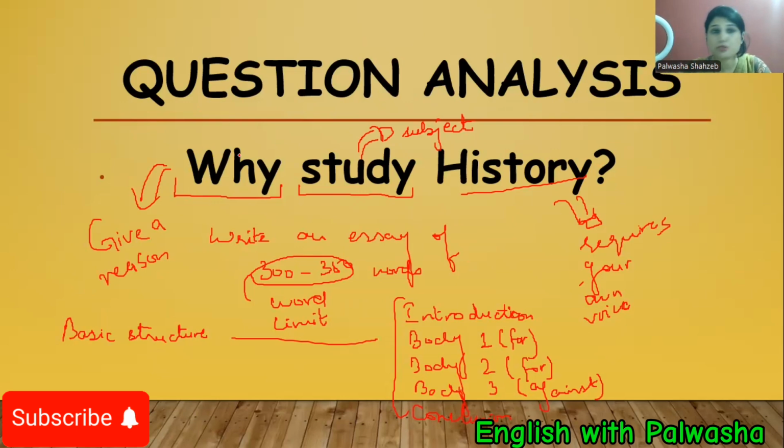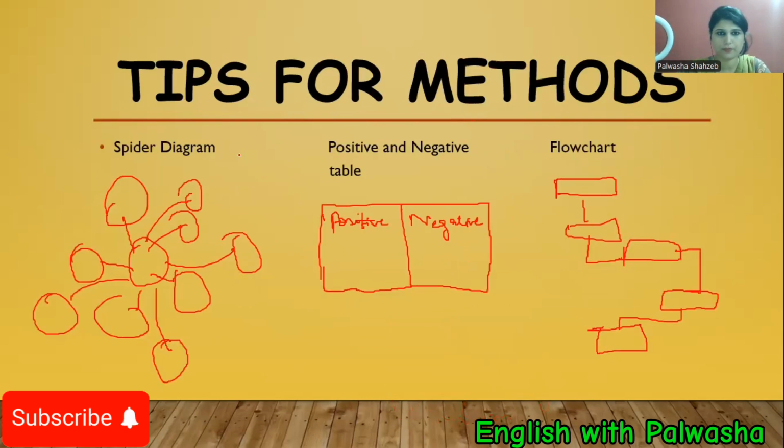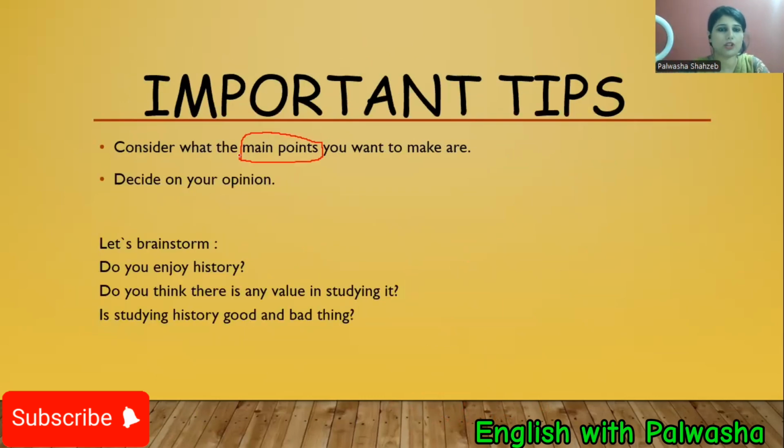The students who don't read the question and directly answer it always lack information in their piece of writing, any piece of writing. Then the tips for method: which method you are going to adopt, you need to think in your mind. Then we have the important tips, and those are: consider what main points you want to make, what you need to embed, and what information you want to give to the reader.